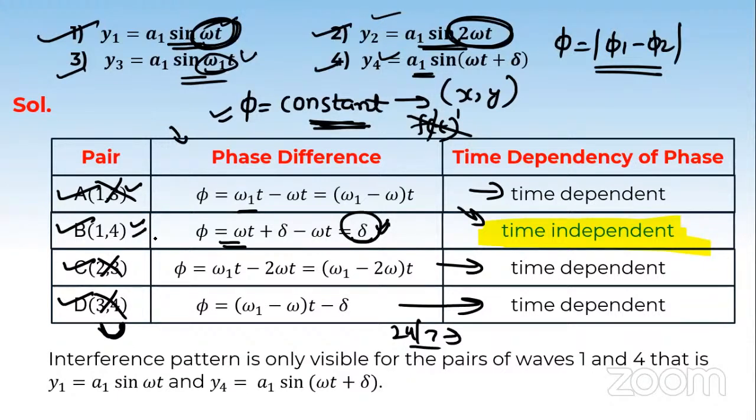But we will see this B part, 1 and 4. This is del. It's time independent. It's constant. So this will show interference.